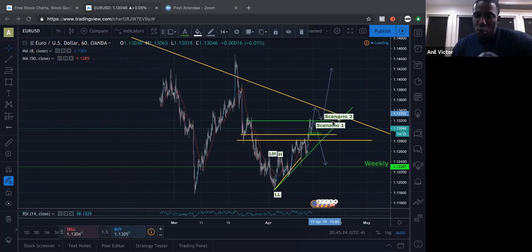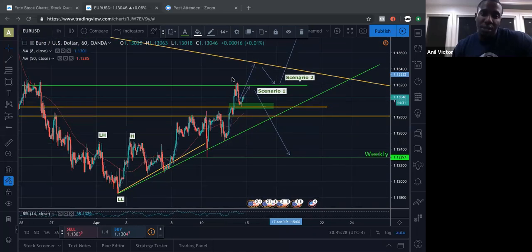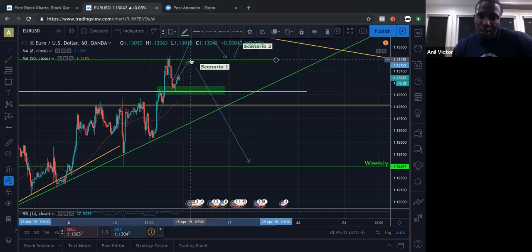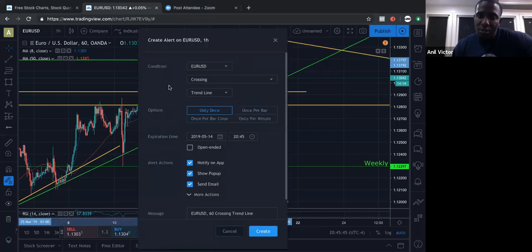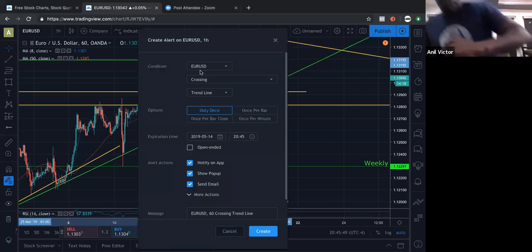So we'll leave this marked up right here, and I'm gonna leave my scenario one and scenario two because tomorrow when I come back to the charts, I want to see what took place, whether this happened, boom, boom, or whether this happened, boom, boom. But what I'm going to do is come here to this line and tap it, and let's set an alert and look at it.